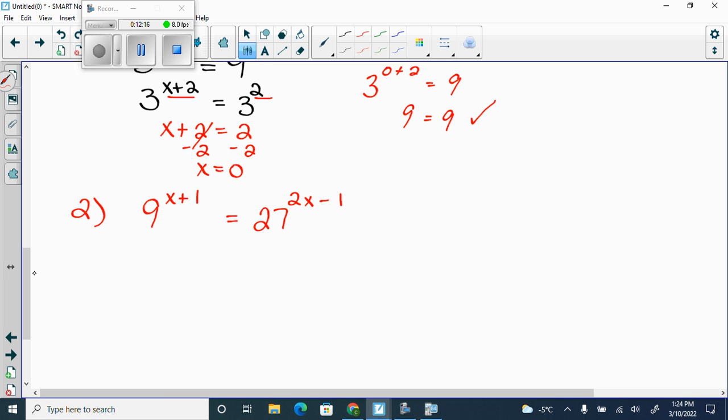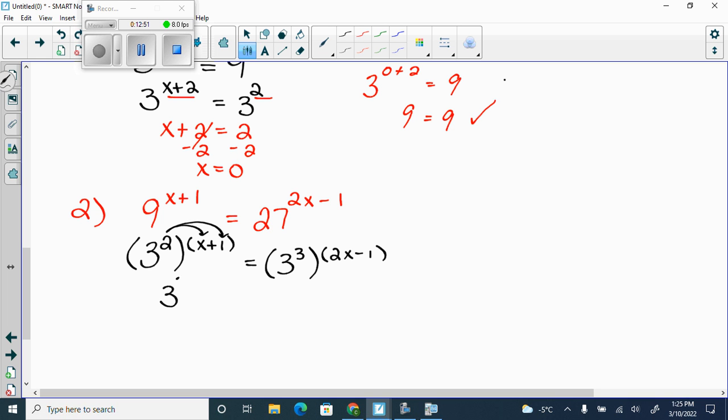9 is 3 to the what? 2, and 27 is 3 to the what? 3. You need to make sure you put the other part of the exponent in brackets, because that 2 has to go to both of them, correct? And then 27 is 3 to the 3. And then I have to make sure I distribute, because this is where the error happens, is people forget to distribute the 2 to the 1 over here. So I get 3 to the 2x plus 2 equals 3 to the 6x minus 3.